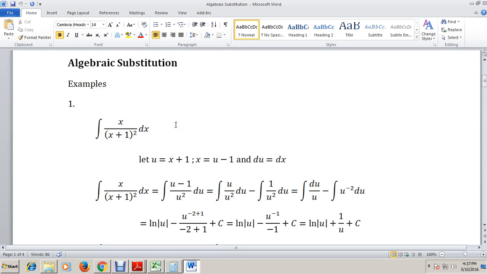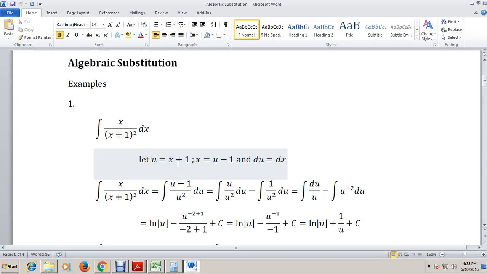Example number 1: the integral of x over (x plus 1) squared dx. For this, we usually let u equal the more complicated part of the integrand. Between the numerator and the denominator, (x plus 1) squared has greater complexity compared to simply letting u equal x. So instead of letting u equal the numerator, we let u equal the term in the denominator, since it is more complex. Let us let u equal x plus 1.